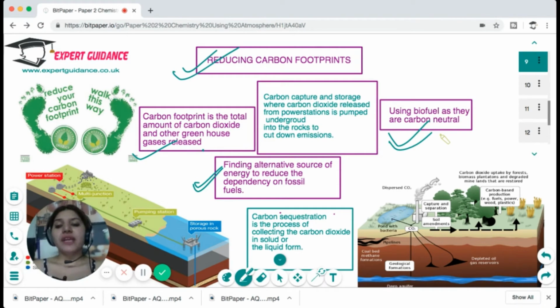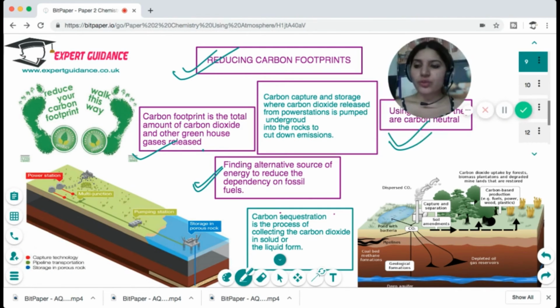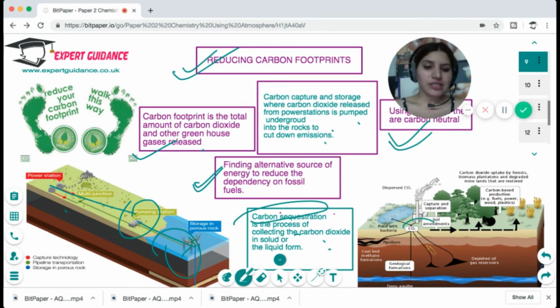Or the very important and very hot thing now is carbon capture and storage. So what do we do in a power station? When the carbon dioxide is released, we pump it underground into the rocks. So carbon capture and storage is where carbon dioxide released from a power station is pumped underground into the rocks to cut down the emission. Or there's carbon sequestration, which is the process of collecting carbon dioxide in solid and liquid forms. You can see in this diagram, the carbon dioxide, rather than getting dispersed, we are depositing it into the rocks or pumping it into the oceans.